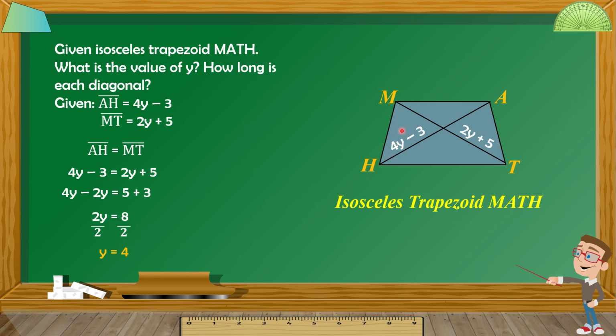Ngayon, hanapin naman natin yung length ng MT at AH, yung dalawang diagonal natin. So, gagamitin natin si AH, 4y minus 3.